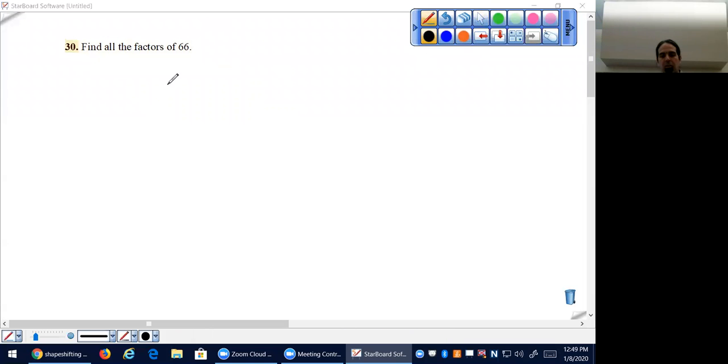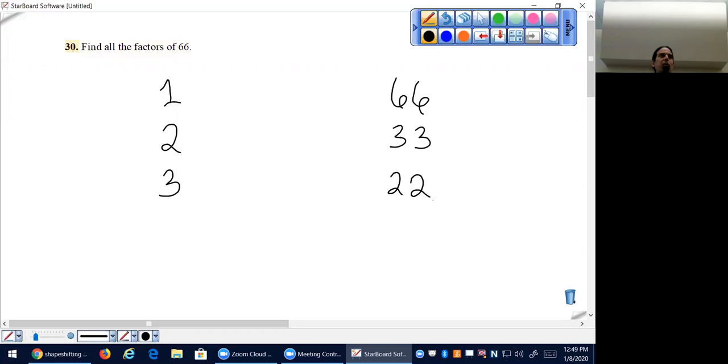So I start by counting 1. 1 goes with 66, because 1 times 66 is the 66 we have. 2, is 2 a factor? Yes, 2 and 33. 3, is 3 a factor? What goes with 3? Not 11. 22. Is 4 a factor? No. 5? No. 6. 6 and 11.